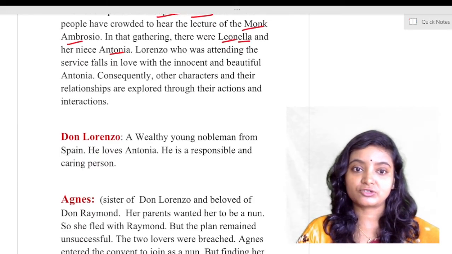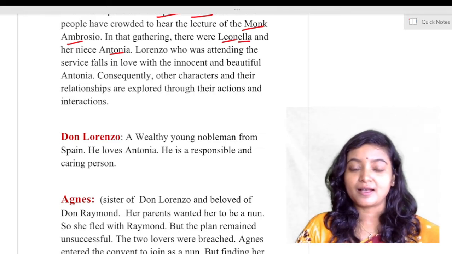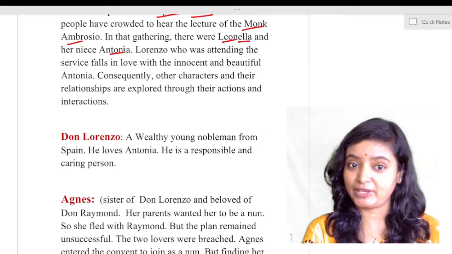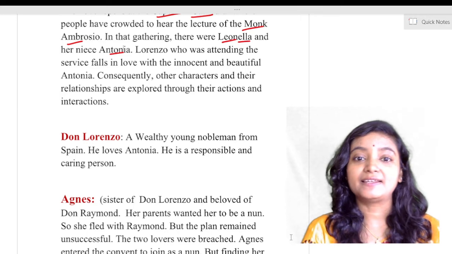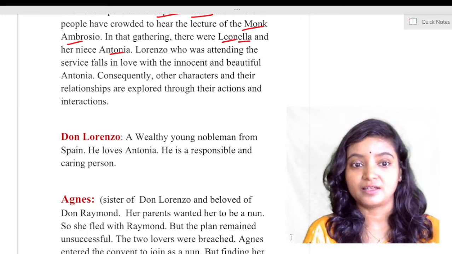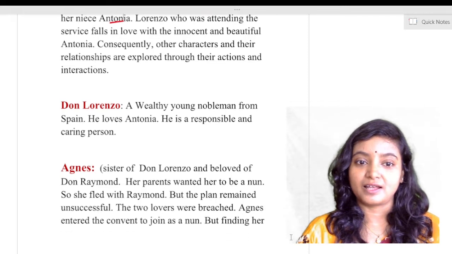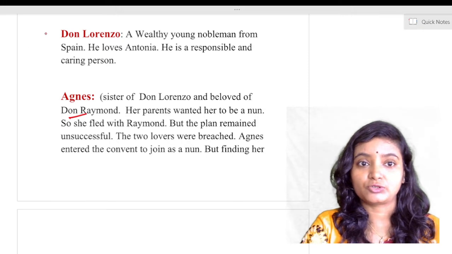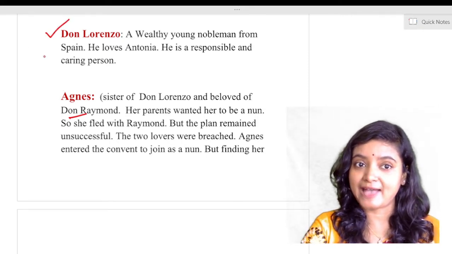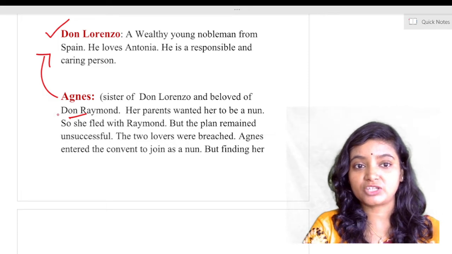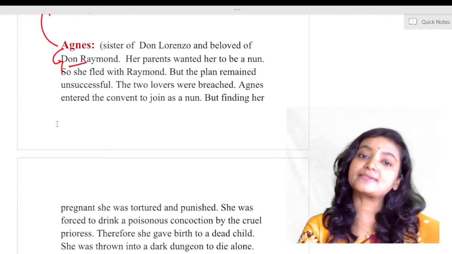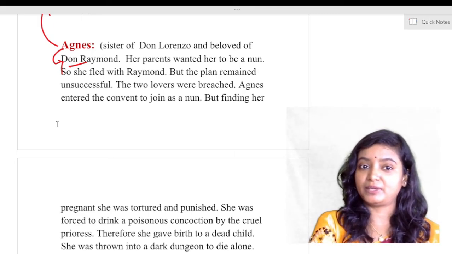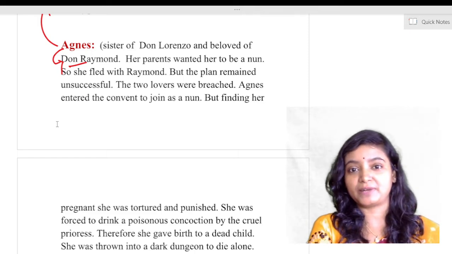First of all, the character is Don Lorenzo, a gentleman, a wealthy young noble from Spain. He loves Antonia, and he is a responsible person and very caring. Agnes is his sister, and she is also the beloved of Don Raymond. So Don Lorenzo is the brother of Agnes, and Agnes's lover is Don Raymond. Now Agnes's parents wanted her to be a nun, so she fled with Raymond, but the plan was unsuccessful. The two lovers were separated.